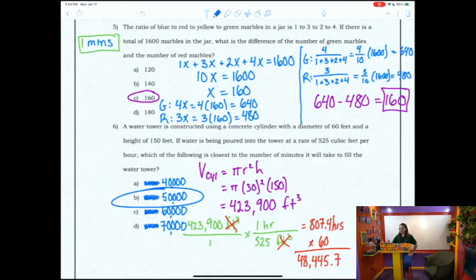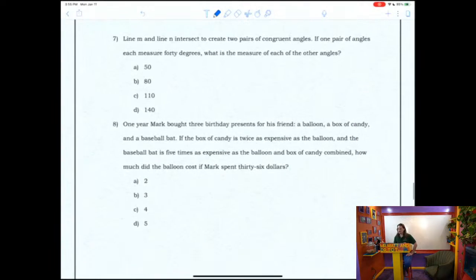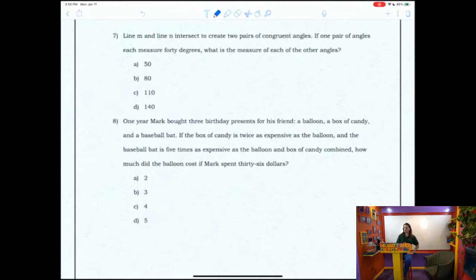If you have any questions, then please let me know. Otherwise, let's move on to 7 and 8.